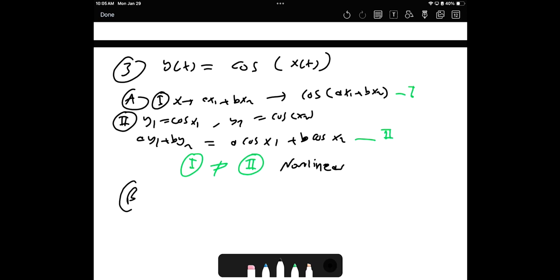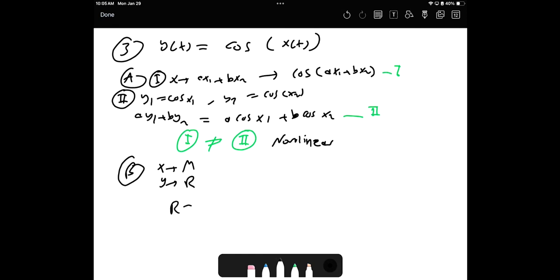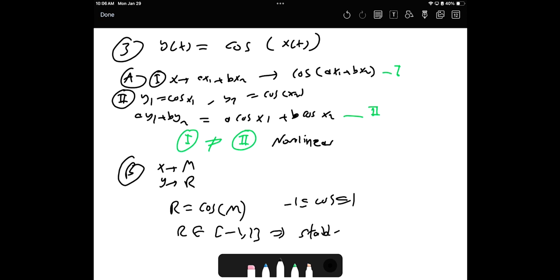Now part B, to check the stability. Basically we replace every x by a constant called m, and every y by r. So y of t becomes r equal cosine of m. Whatever the value of m, since it's cosine of m, and cosine is bounded between -1 and 1, the output will be bounded and will not go to infinity. So r belongs to the interval between -1 and 1, so it is stable. Basically, if nothing goes to infinity or becomes indefinite, then it is stable.